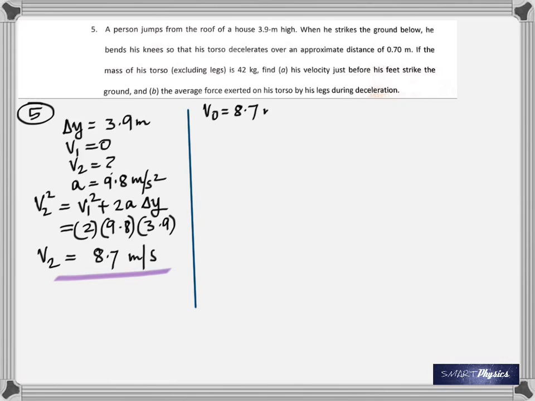Now, case 2, that becomes the initial velocity. That's why it's v naught. Case 2. His final, okay, I'm using V1, V2 here. Final is 0. Delta Y is 0.7 meter. A is what we're trying to find. Same equation.